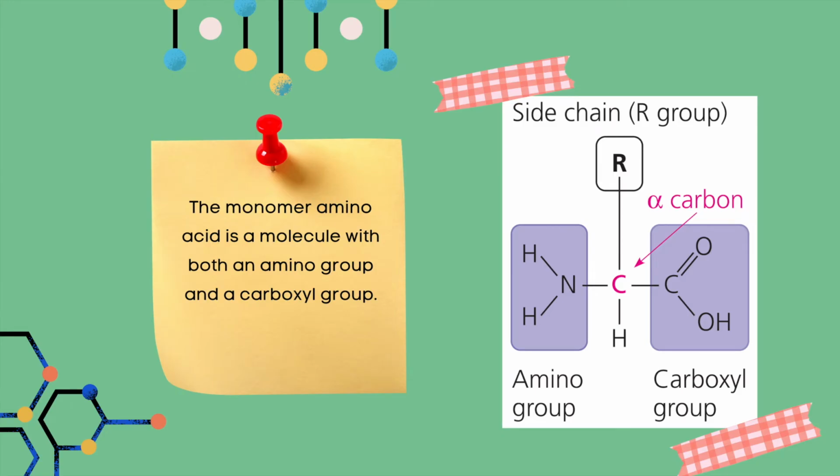The monomer units of proteins are called amino acids, while its polymer is called polypeptide. An amino acid is a molecule with both an amino group and a carboxyl group. At the center of the amino acid is a carbon atom called the alpha carbon. Its four different partners are an amino group, a carboxyl group, a hydrogen atom, and a variable group symbolized by letter R. This R group is also called the side chain, which differentiates each amino acid in a protein.